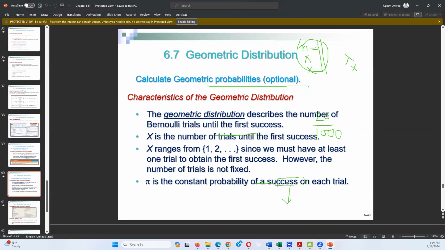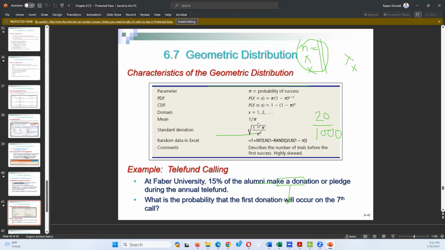Now we have a geometric distribution. Somebody is asking, I don't know the name, I just hear the voice. The geometric distribution describes the number of Bernoulli trials until the first success. Like you are asking the same question: let's say you are running some donation, when will the first donation come.